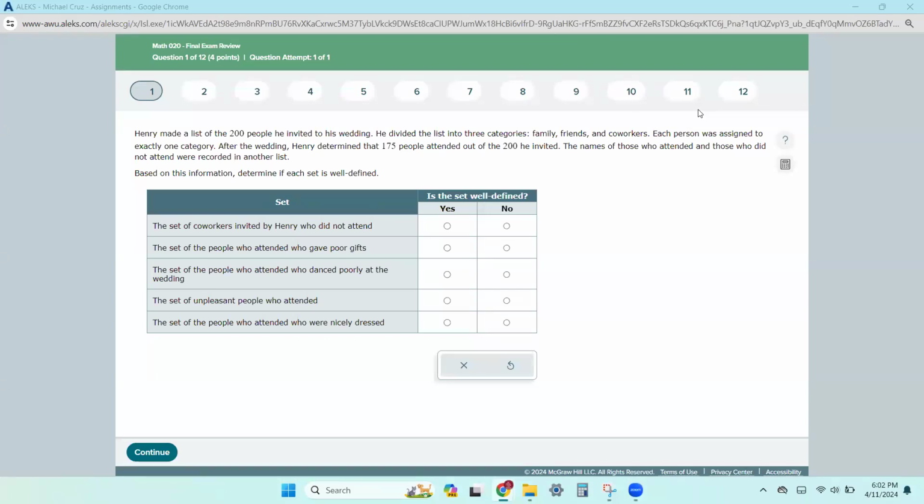Now, let's go through each one of these and see if we can find the bad apples. Sometimes there's only one, sometimes there's 2, maybe occasionally there's 3. So the first one is the set of coworkers invited by Harry who did not attend. Is there a way for us to know by looking at his lists who's in that group?